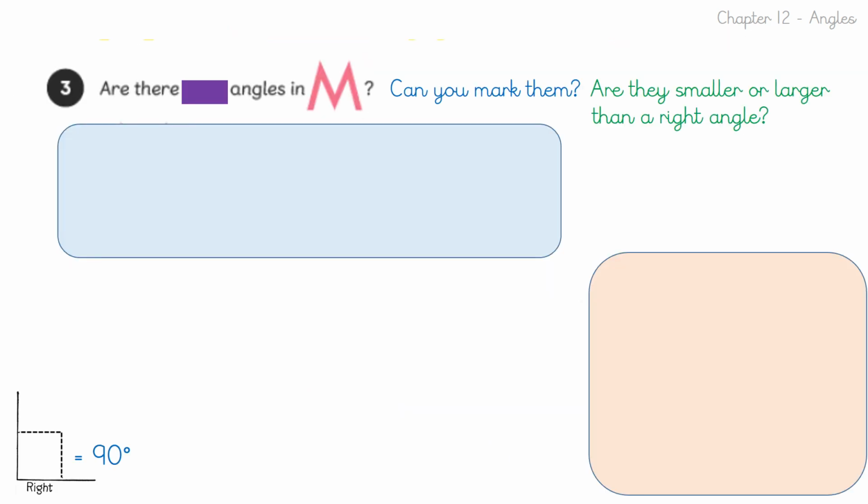Let's have a look together. Are there any angles in M? Did you have time to mark them? Do you think the angles in M are smaller or larger than a right angle?